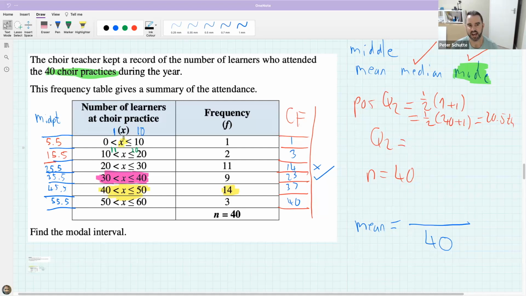Now, the problem is, because we're dealing with discrete data, it's the number of learners that attend practice. You can't have 0.5 learners attending practice. You can have either one or two. And zero is being excluded because x has to be greater than zero. So we're basically looking at the first and last values that are valid. We'll do an example after the break where it's continuous data, where we can include right up to zero, but it's basically because it's discrete data. Does that help? Yes, sir. Thank you. Great question.